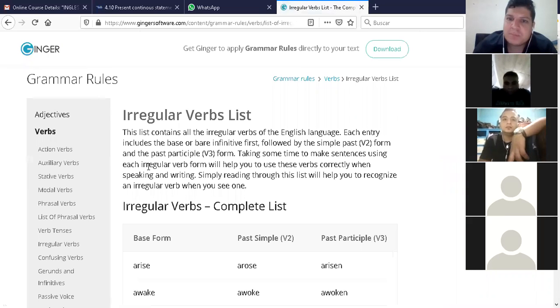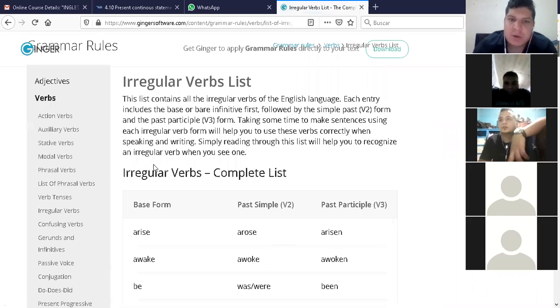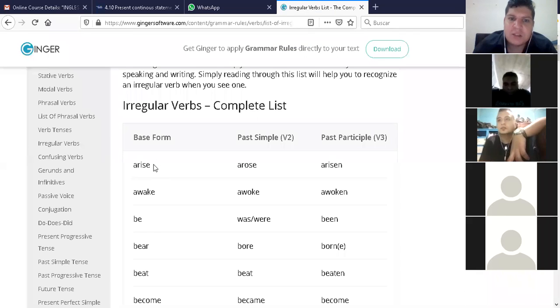All right. Apréndanse unos 10 al día, pero literalmente así. Arise, arose, arisen. Awake, awoke, awoken. Apréndaselos los tres de un solo. Y esta va a ser en ING: arising, awaking, being, bearing, beating, etc. Becoming.